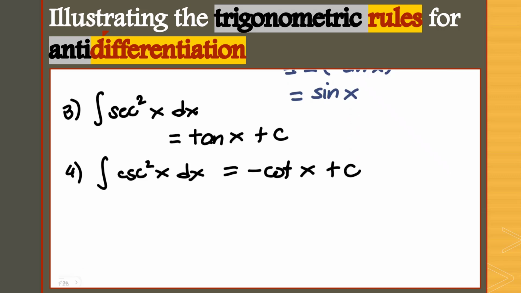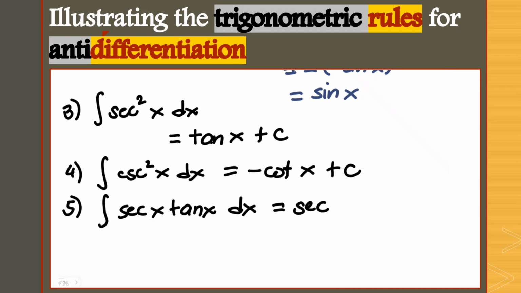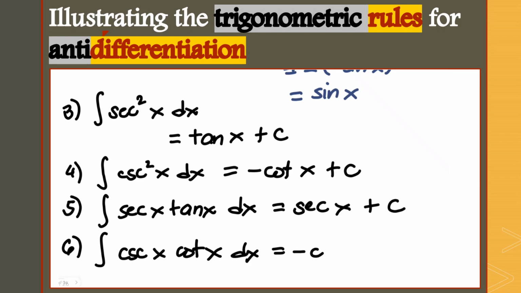The fifth one, the integral of secant x times tangent x dx. If you see a product of secant x and tangent x and you are to find its antiderivative, this is just equivalent to secant x plus c. And for number 6, just to complete all of the basic rules, we have cosecant x cotangent x dx. This should be negative cosecant x plus c. So these are the basic rules for trigonometric functions.